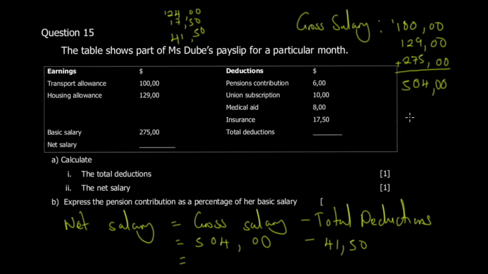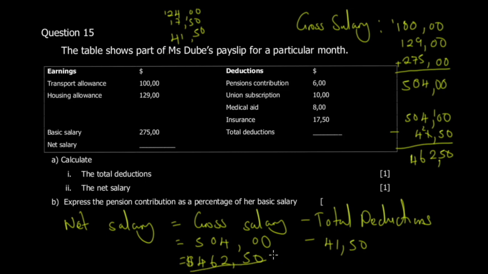And what do you get? $504 minus 41.50. So you get 0 here, then here you get 5, then here you get 2, or 50 minus 4, you get what? 46. Okay, so you get 462.50. So 462.50, and then just remember to put your sign. Your sign will be the dollar sign in this case.